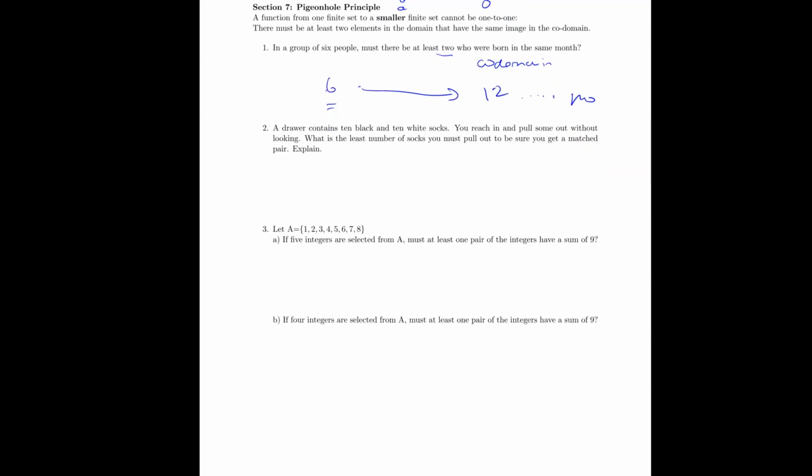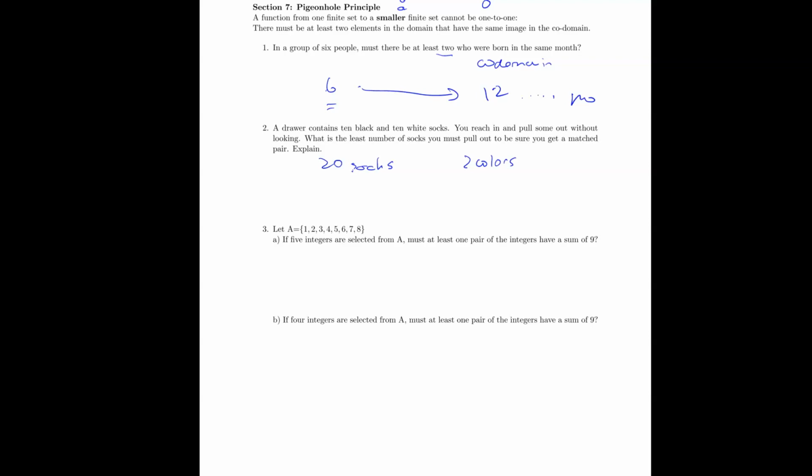All right, so here we have 10 black and 10 white socks. You reach in and pull one out without looking. What's the least number of socks that you can pick so that you get a match? So here I've got 20 socks in the domain, and I've got 2 colors. So for sure, there's going to be more than one in each of the color sets. So how many do I have to pick?